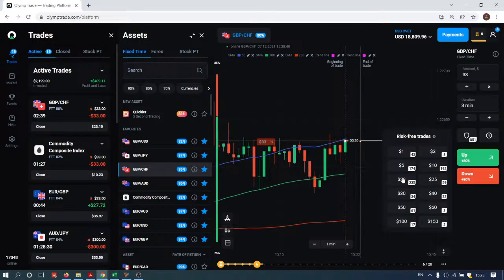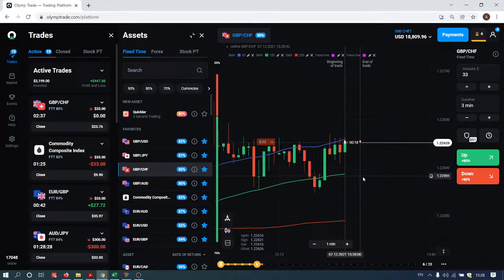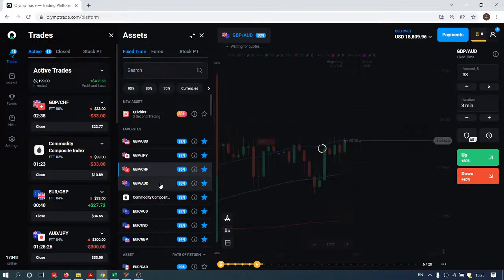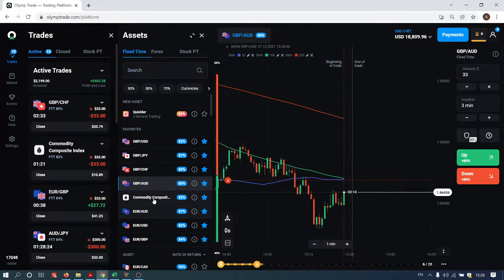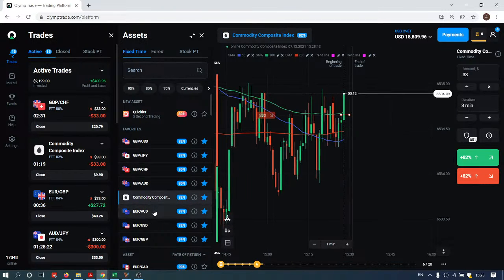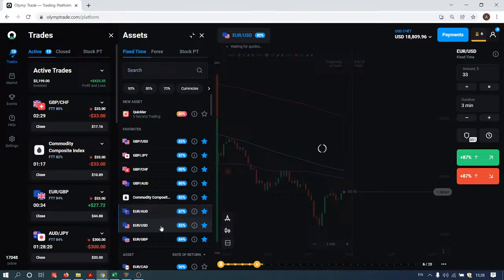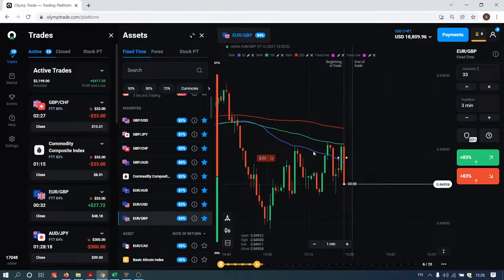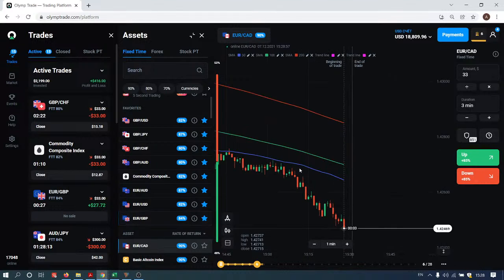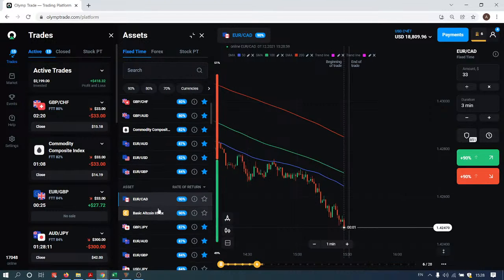But I'm not really focused on making a lot of money with the risk-free trades. What I'm focused on is how do I improve my trading? How do I make more winning trades? How do I cut my losses? How do I let my profits grow? What kind of stocks do I want to invest in?